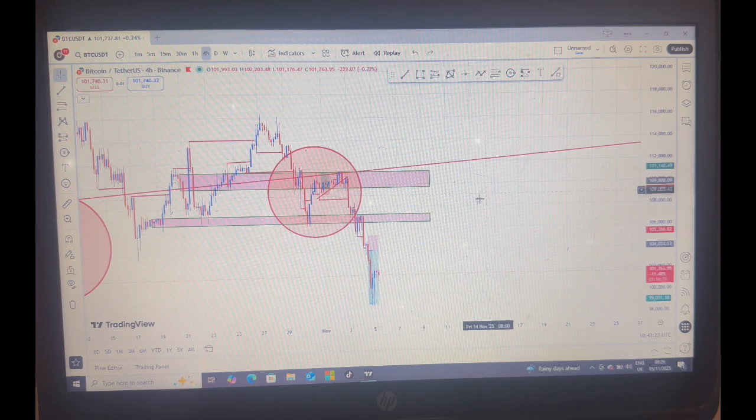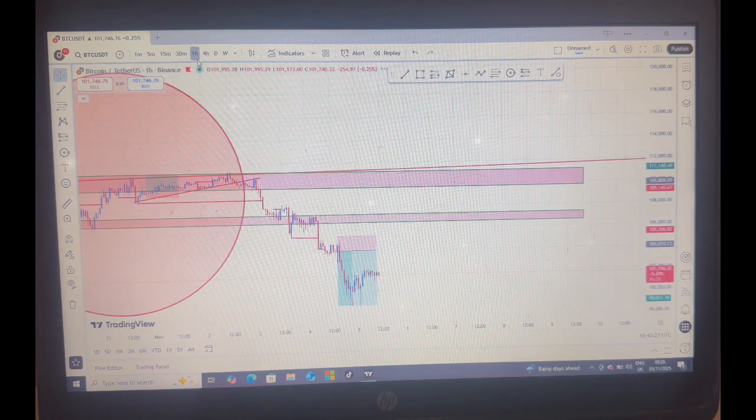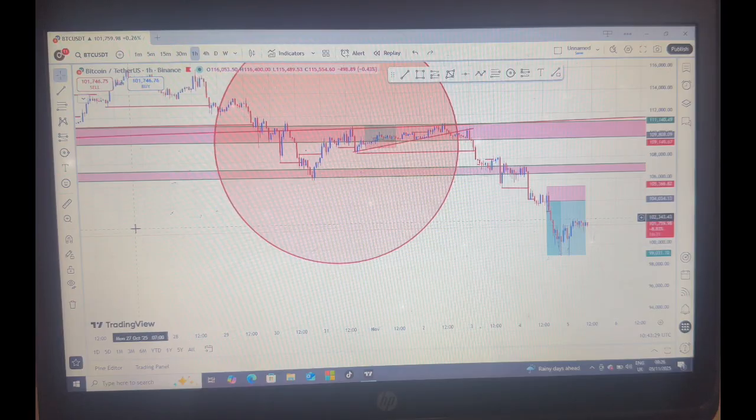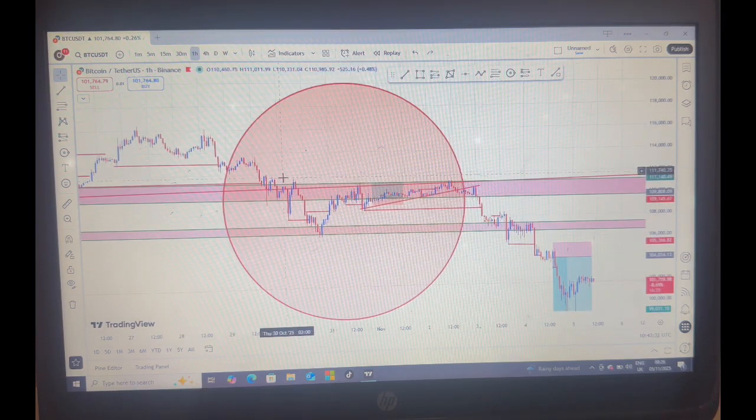I hope you are all following, to see what is inside this zone. So, switching down to a 1 hour time frame, let's see what we observe. Our attention should be inside this zone. We saw a break of structure to the downside.